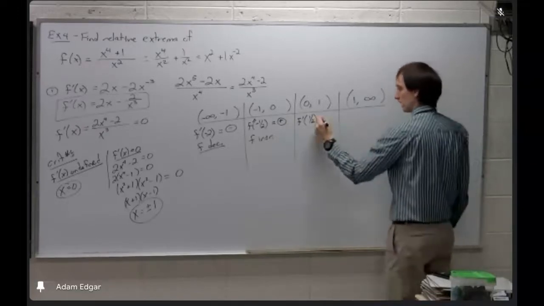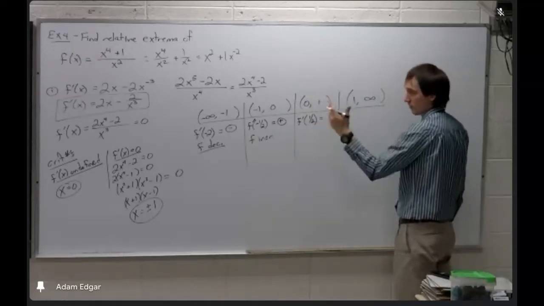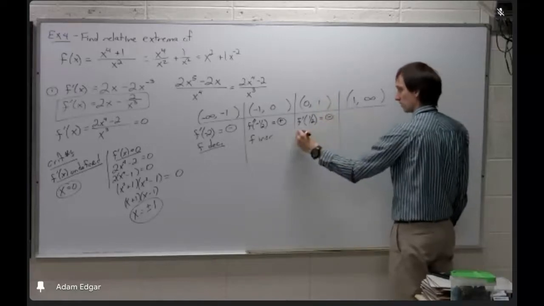Negative. Is the bottom going to be positive or negative? Positive, because now it's a positive 1/2 cubed. So that's going to be a negative over a positive, which is negative. So F is back to decreasing.